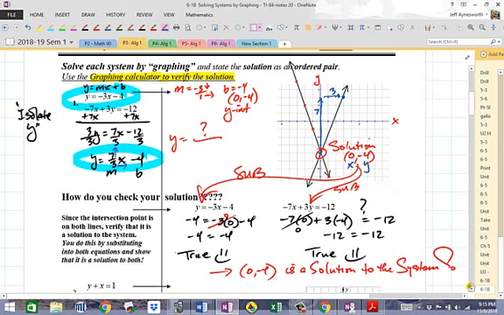The only thing you need to do is get good practice on that, which means you need to do a lot of examples. So that's the first case where we have a single solution. That's case 1.